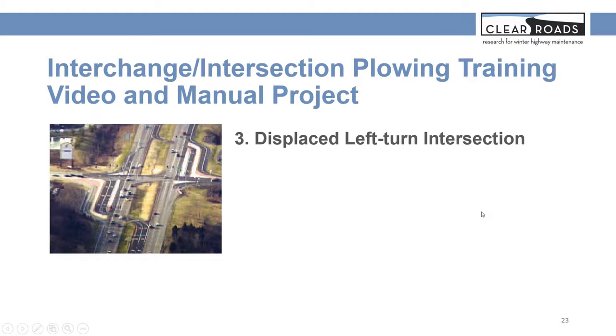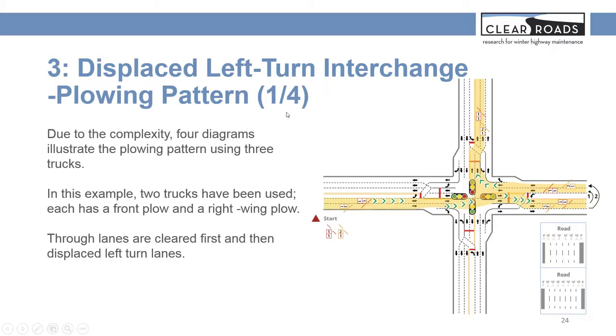And the third configuration is this offset left turn intersection. This will be more complex compared to the last one. Because of the complexity, we use 4 figures to show it. Still, the trucks we use have a front and right wing plow. For this example, we use 2 trucks to clear this configuration.